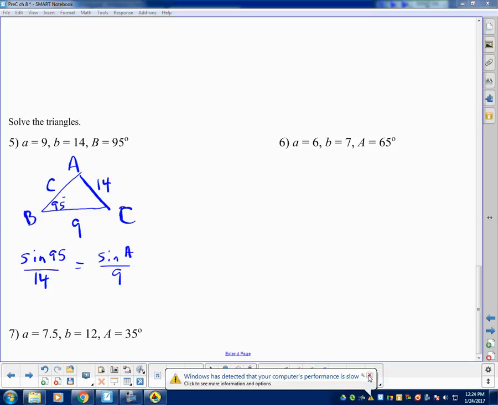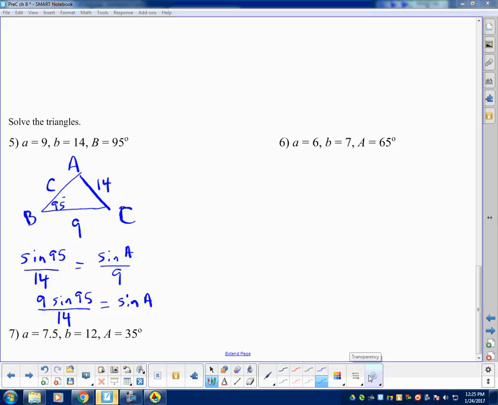So I'm going to cross multiply. So I have 9 sine of 95, actually just multiply by 9, all over 14 equals sine of A. And then with your calculator, you're going to use inverse trig to solve this. I'm going to solve this once, and then we'll skip this step in the future. But it's A equals inverse sine of all that mess, 9 sine 95 over 14. Okay, once you get to this point, you should understand that to solve for the angle A, you have to take the inverse sine of all that stuff on the left, that expression on the left.